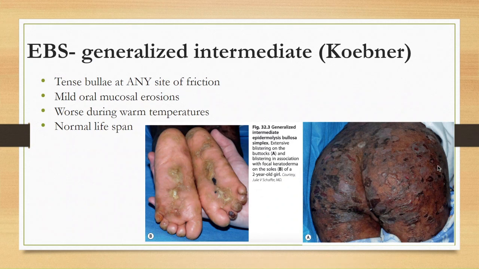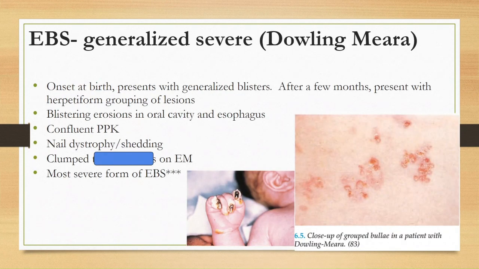The generalized intermediate form, you can have tense bullae at any site of friction, sometimes occasionally more mild oral mucosal erosions, usually worse during normal or warm temperatures. Normal lifespan is expected. And now with severe, the Dowling-Meara component, you usually see this at birth, generalized blisters after a few months, and then they actually look herpetiform in nature. The blistering erosions can progress to the oral cavity and esophagus.